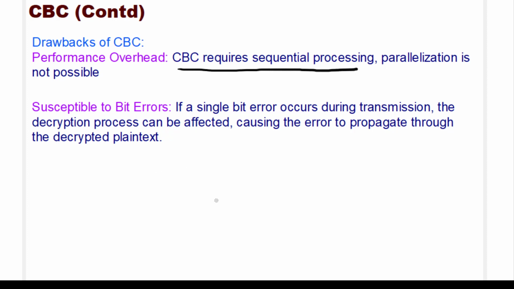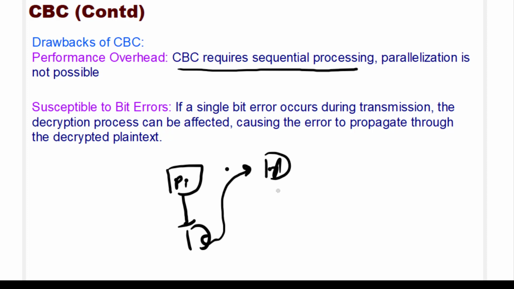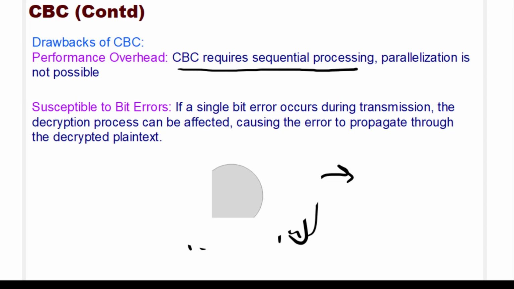Because to encrypt all the blocks, suppose we are encrypting P1, we get output as C1. Now this C1 is used for encrypting P2. Then for P2 we get output as C2. This C2 is used for the next process. So until and unless we get the previous ciphertext, we cannot go for the other blocks. So P2 depends on C1, P3 depends on C2. So there is a dependency, we cannot go for parallel operation.